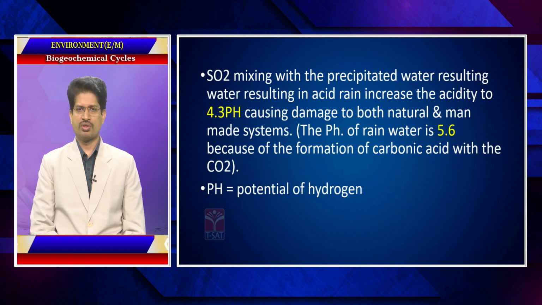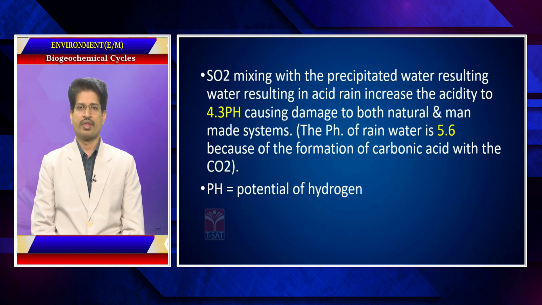So, SO2 mixes with precipitated water, resulting in the formation of an acid, increasing the acidity to 4.3 pH, causing damage to both natural and man-made systems. Here, one thing you need to know is, a question can be asked: what is the pH of rainwater? Might be a question. The pH of rainwater is 5.6, it is acidic. The pH of rainwater is not neutral, it is not 7, it is 5.6.